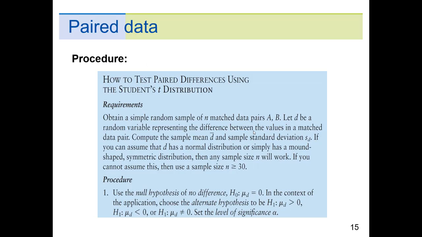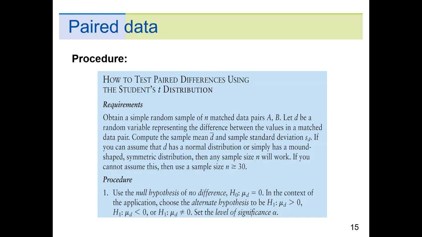So the general procedure: obtain a simple random sample of n matched data pairs, A and B. Let D be a random variable representing the difference between the values in a matched data pair. Compute the sample mean D bar and the sample standard deviation S sub D. If you can assume that D is normally distributed or is mound-shaped and symmetric, you can use any sample size. If you can't assume this, use a sample size of at least 30.